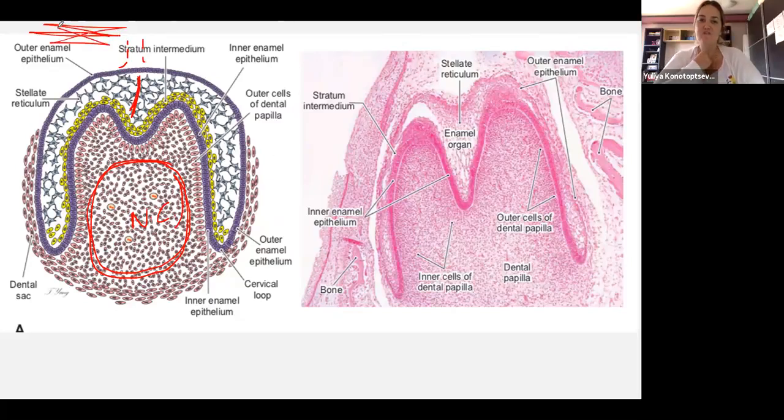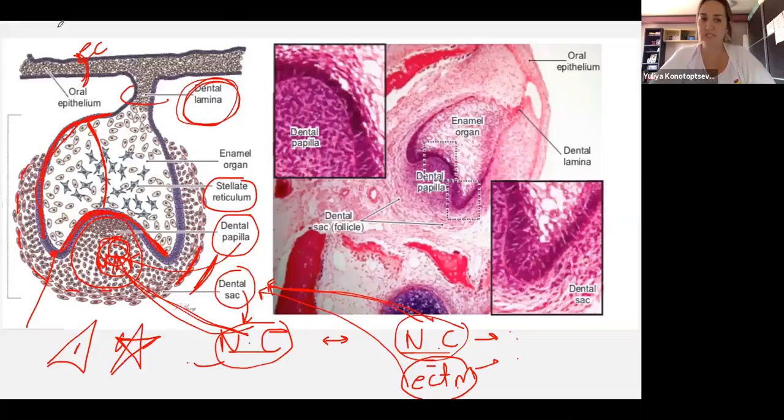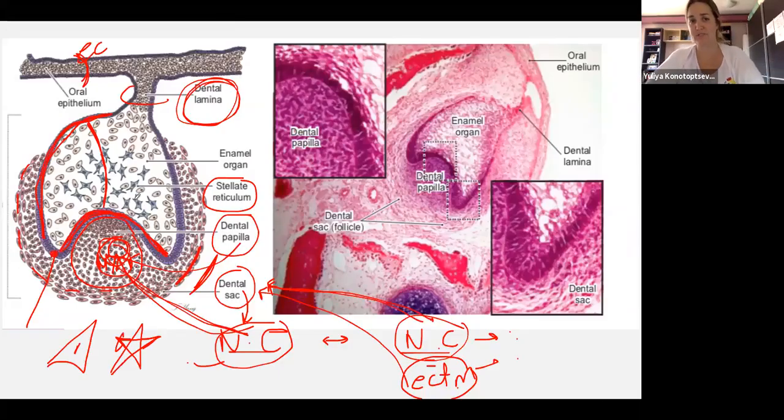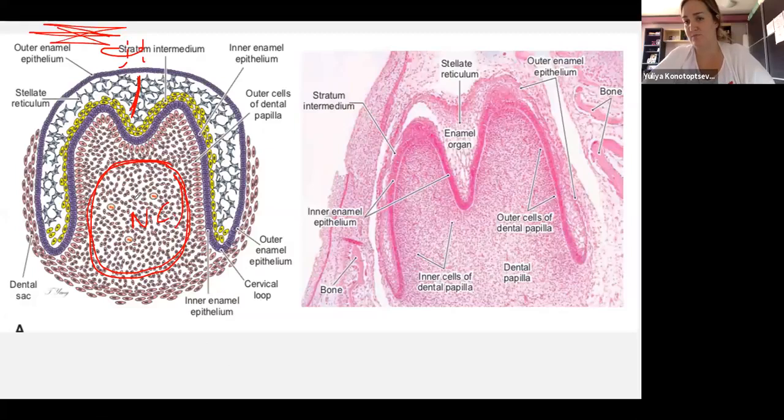So what is the major difference between the cup stage tooth and the bell stage tooth? Presence of the dental lamina. Do you see it's not there? The bell stage tooth lost the connection to the oral cavity epithelium. It is no longer present there. This is one of the things that will actually help you to identify a bell stage. Always look for the connection to the oral cavity epithelium. If you see dental lamina, this is a cup stage. If you don't see it, this is a bell stage.